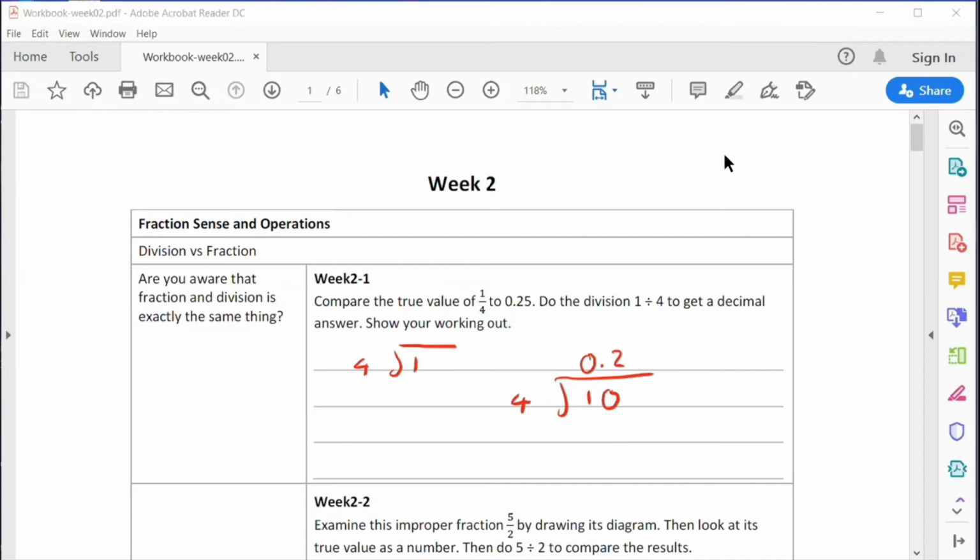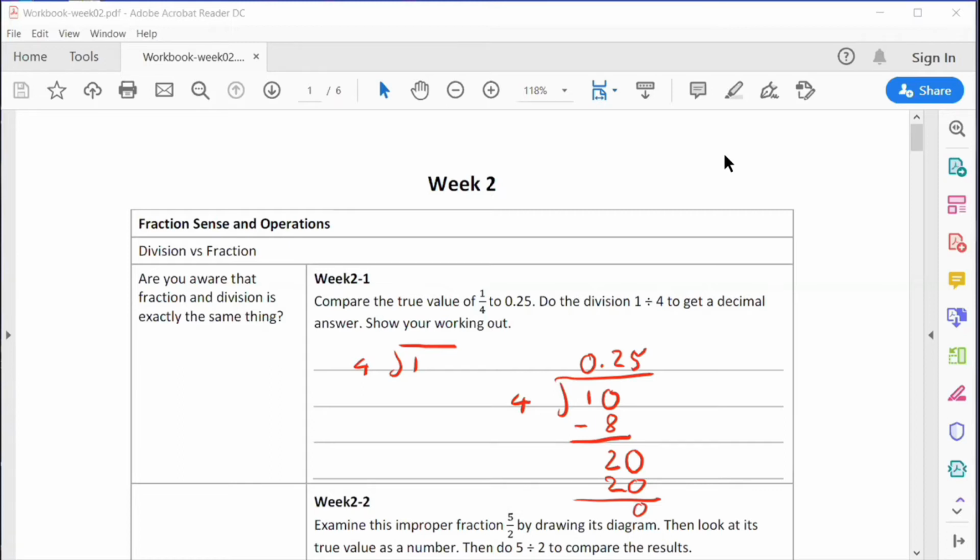2 times 4 is 8. And we subtract, we get 2. Now we change the 2 tenths to 20 hundredths. Right, and then we have a 5. Now 5 times 4 is 20. So we end up with 0.25. So they are the same thing. Division and fraction, the same.